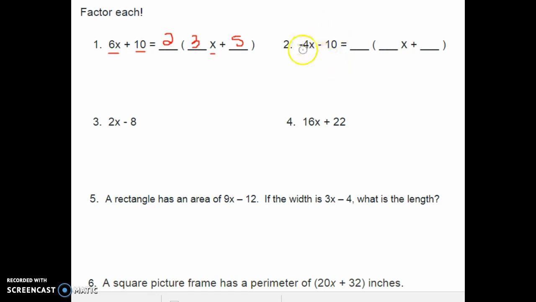With these two problems, I have negative 4x and negative 10. They're both even. Only 2 goes into both, so I'm going to pull out a 2. 2 times what is negative 4x? It will be a negative 2x. 2 times what is negative 10? It's going to be a negative 5.